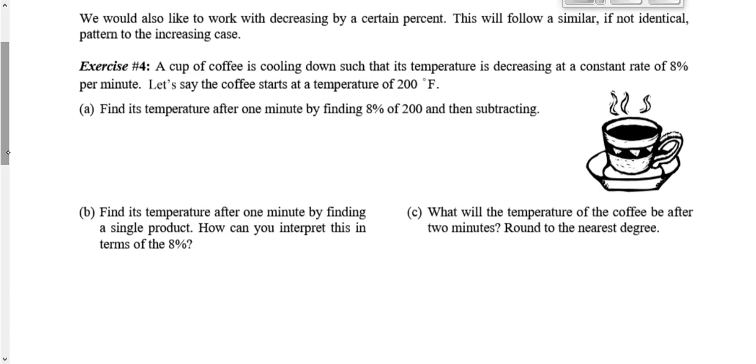Yeah, it does evaporate, but that's insignificant for the time it takes to cool down to get to room temperature, right? So it's cooling down such that the temperature is decreasing at a constant rate of 8% per minute. So every minute it gets 8% cooler. Okay? Let's say the coffee starts at 200 degrees Fahrenheit.